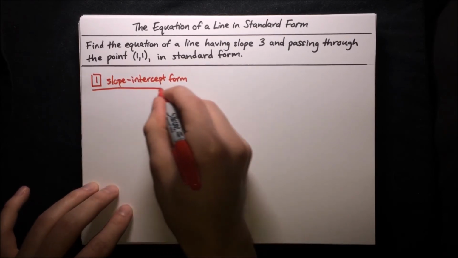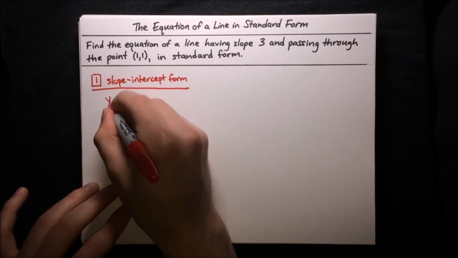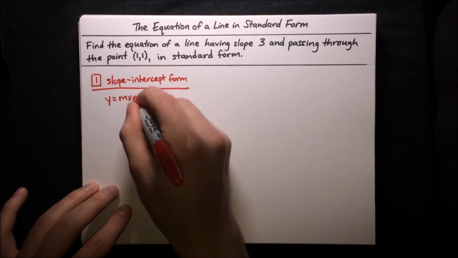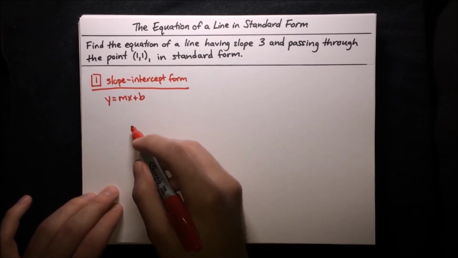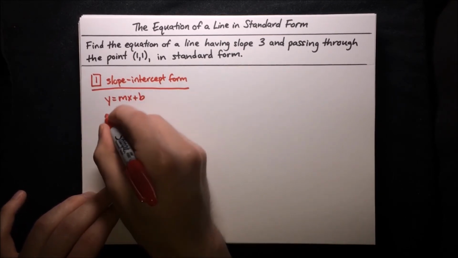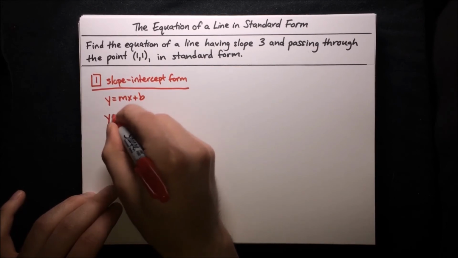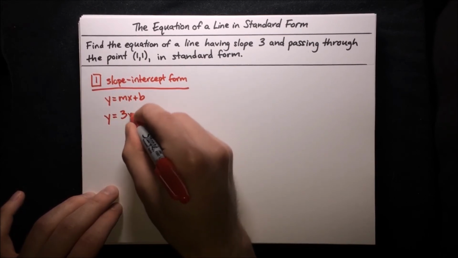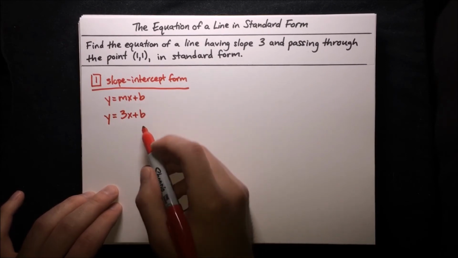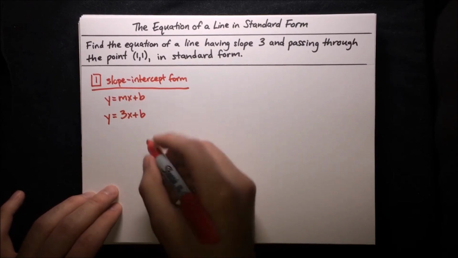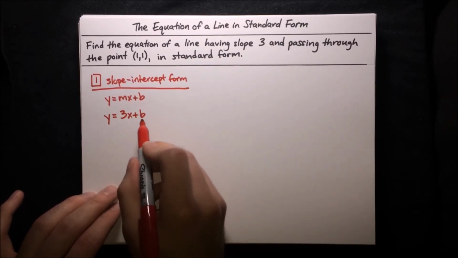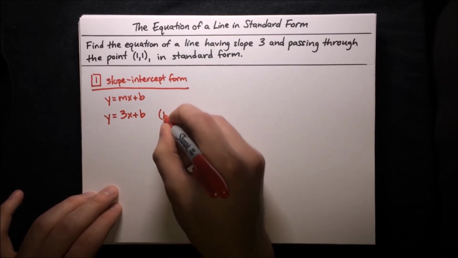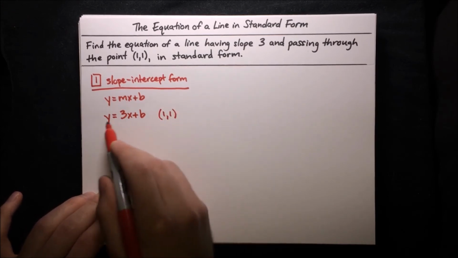So that's what we'll do first. We'll first find y equals mx plus b. Alright, so we're told that the slope is 3. So why don't we stick in 3 for m, y equals 3x plus b, and passing through the point 1, 1. So we need to fit the b parameter here to get the point 1, 1 to satisfy this equation.